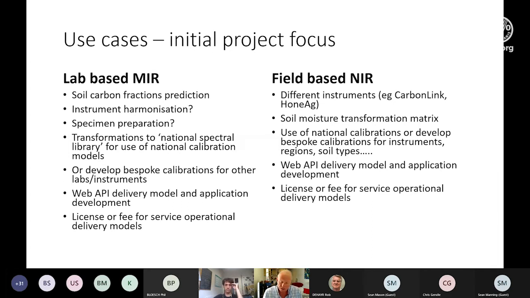In the NIR, we're looking at different field-based instruments. So the ASD scanners being taken out onto a core scanner and operationalized by CarbonLink to do carbon work they're interested in, maybe being able to predict other properties that they don't have calibrations for. It's not their focus, but that's a value add to their business. And new handheld NIR sensors coming on the market through Hone Ag, where again, we're looking at the feasibility of those as a way to get NIR spectroscopy into the paddock. Part of that is around building our national soil moisture transformation matrix so we can deal with the field-based and soil moisture issues. And again, whether or not we use national calibrations or we spin our NIR library on its head to match those other instruments and build bespoke calibrations for those. So that's where we're going.